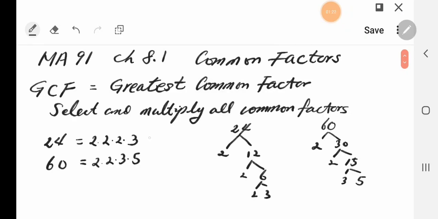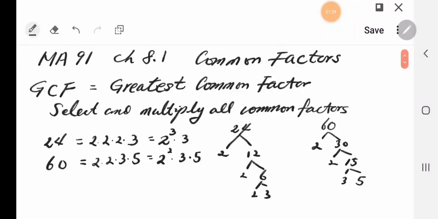And then if you rewrite it, you can do this way. 2 is multiplied 3 times, so you can write it in exponential form: 2 cubed times 3. And 60 is 2 squared times 3 times 5.